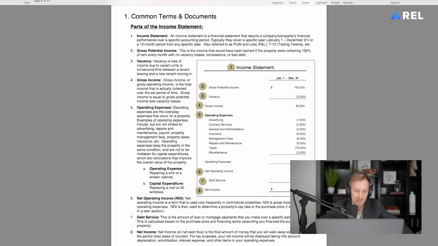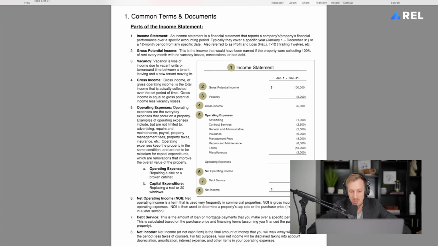That would be my net income. All right. CapEx would also come out of this net income potentially, or it would come out of reserves that you have. So once again, we don't include that in NOI. Why don't we include those in NOI? Because not everyone buys a property with debt.